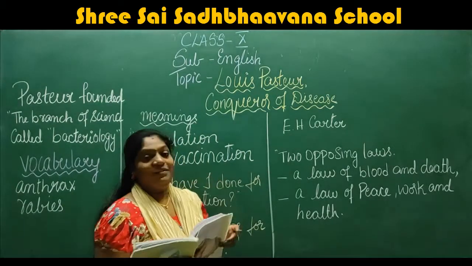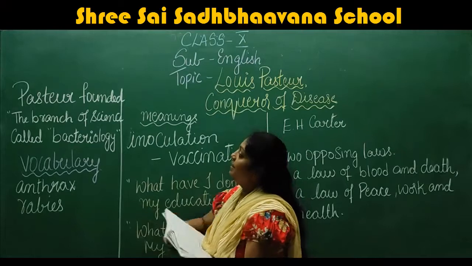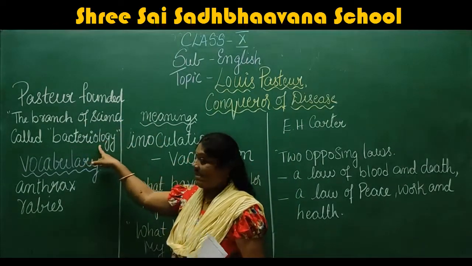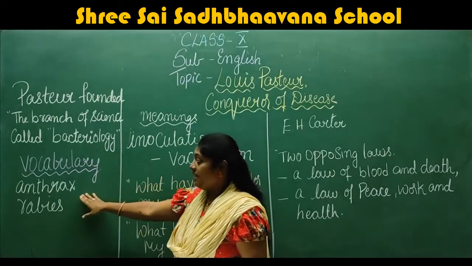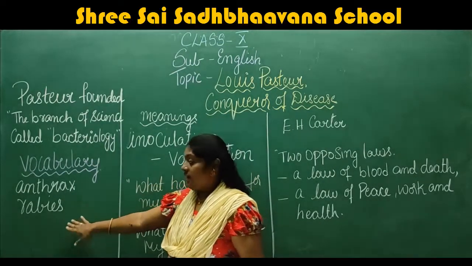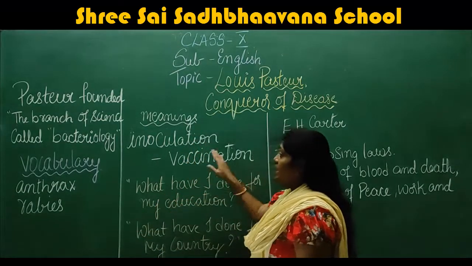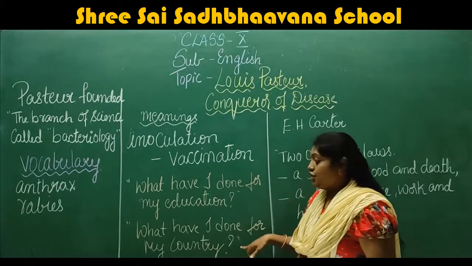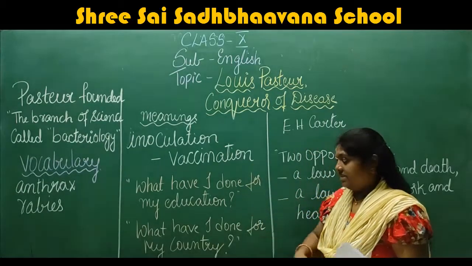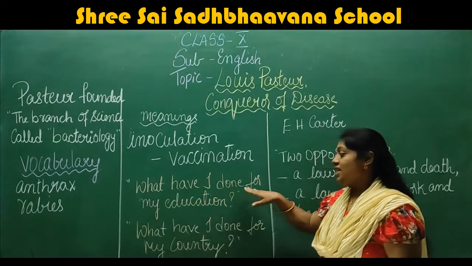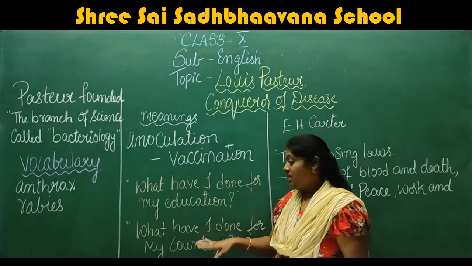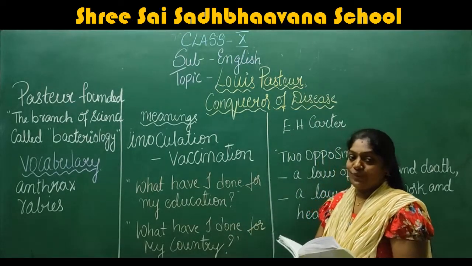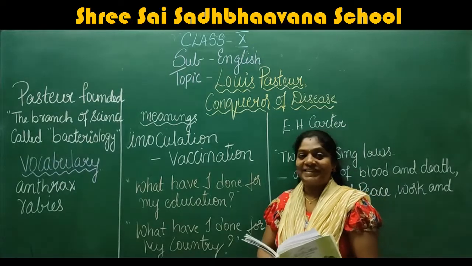Okay, and let's have a recapitulation. Pasteur founded the branch of science called bacteriology. The vocabulary words: anthrax and rabies. Inoculation, it is a vaccination. And these are the two questions he asked. What have I done for my education? And what have I done for my country? Such a beautiful question. Ask yourself.